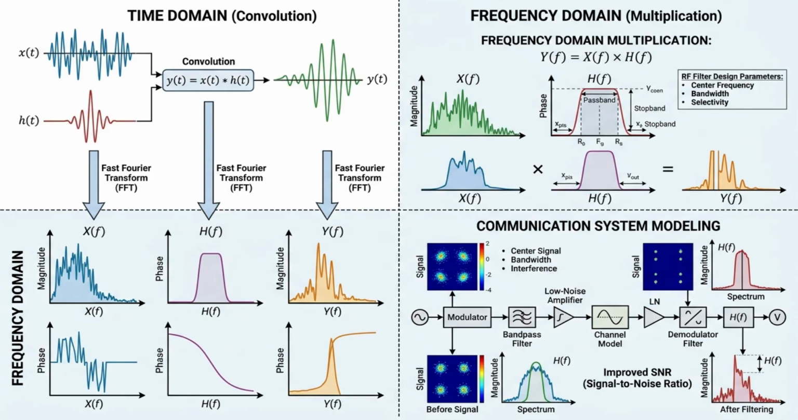In the frequency domain, this complex time-domain interaction simplifies significantly. Convolution becomes multiplication, allowing engineers to analyze system behavior more efficiently. This duality is essential in RF filter design and communication system modeling.